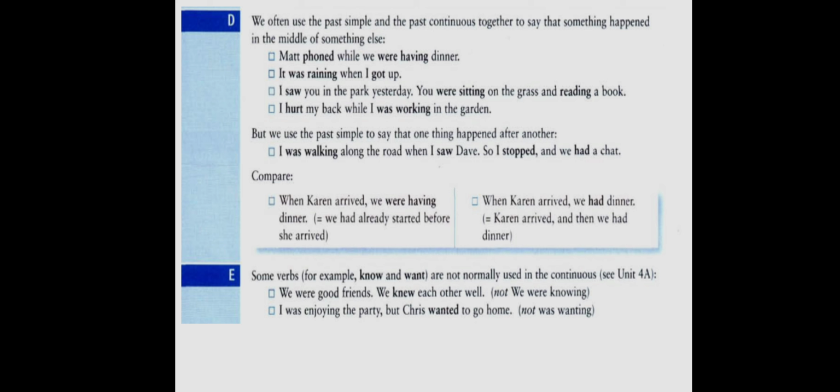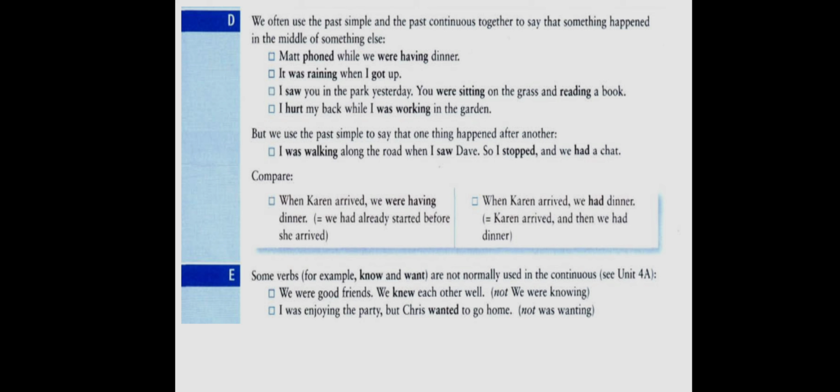It is not correct to say we were knowing each other, because here you use past continuous and the verb know doesn't come in the continuous form. So we must use it in the simple form. And we want a past form, so we use it in the past simple. So we say we knew each other. We don't say we were knowing each other.